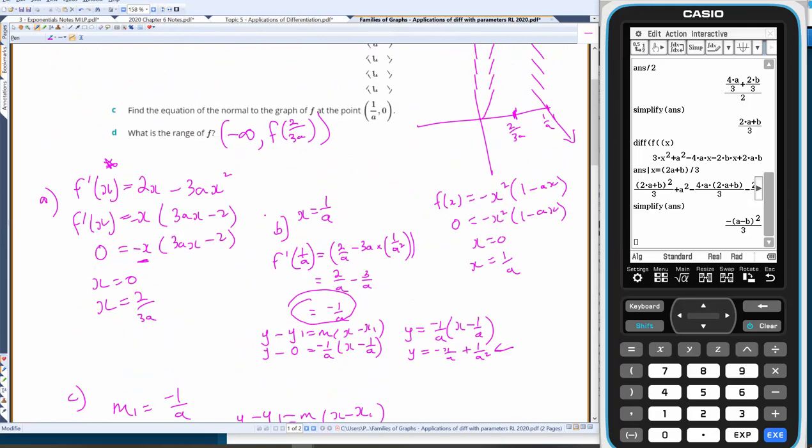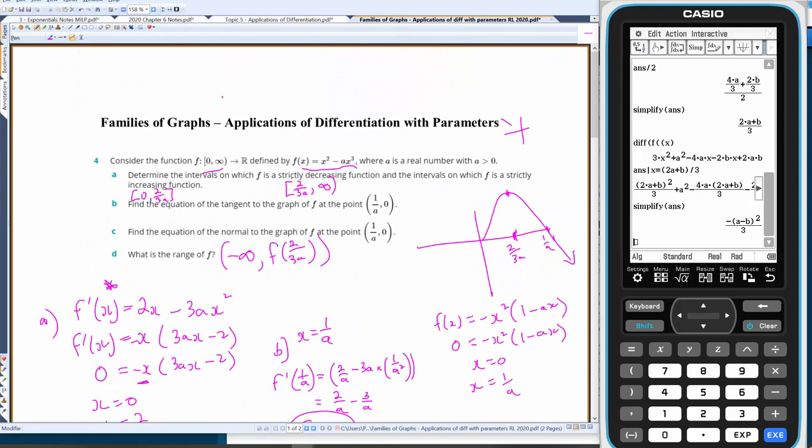So let's do that. I'm going to do it up the top here because I need to see this function, but you guys hopefully are a little bit more organized on your page. So that's going to be f of 2 over 3a is equal to 2 over 3a all squared, take away a lots of 2 over 3a cubed. That's 4 over 9a squared, take away a lots of 8 over 27a cubed.